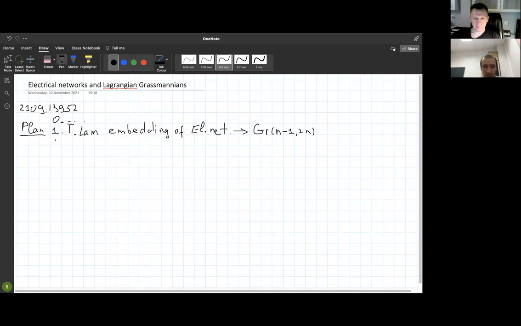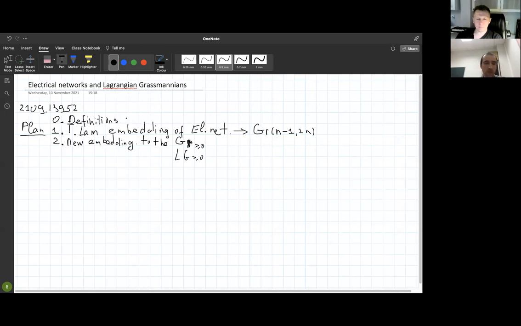And then after this Lam embedding, I'll formulate, and maybe I'm not sure that I have time to prove something, but I'll formulate our results about a new embedding of the space of electrical networks to the Grassmannian, and moreover to the Lagrangian Grassmannian. The new embedding is to the non-negative Grassmannian, totally non-negative Grassmannian, and moreover to the Lagrangian Grassmannian. Of course, I'll define all this stuff later.